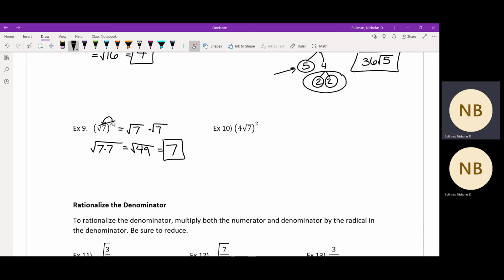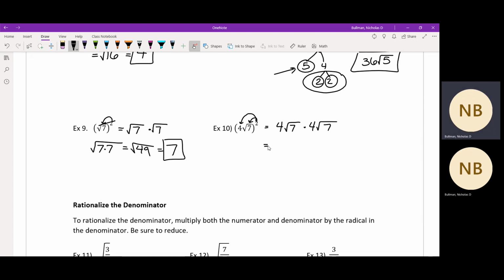As I mentioned that, though, I would tell you to be cautious of example 10, where we have 4 square root 7. Because again, if I'm squaring something, I'm saying multiply it by itself. So what's 4 square root 7 times 4 square root 7? Yes, squaring a square root will cancel that square root, so that will become 7. But remember, you're also squaring that 4. I still have to do 4 times 4.